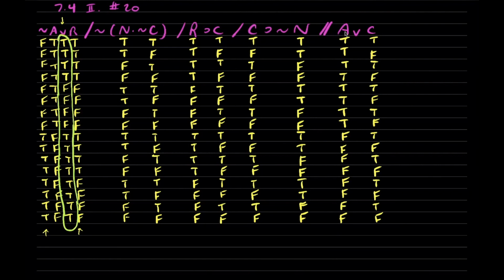Let's move on to the next statement. So we start with the connectives with the smallest scope, which would be that negation in front of the C. So this negation will have the opposite values of C. False, true, false, true, false, true, false, true, all the way down.